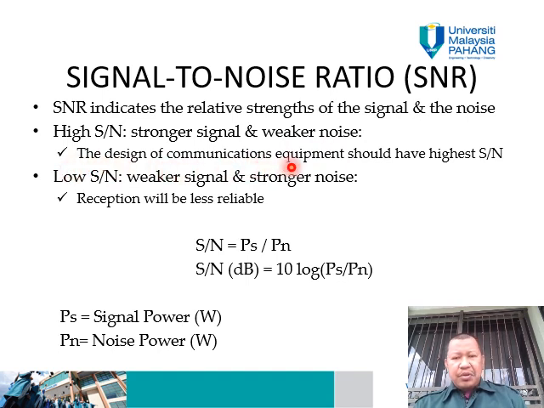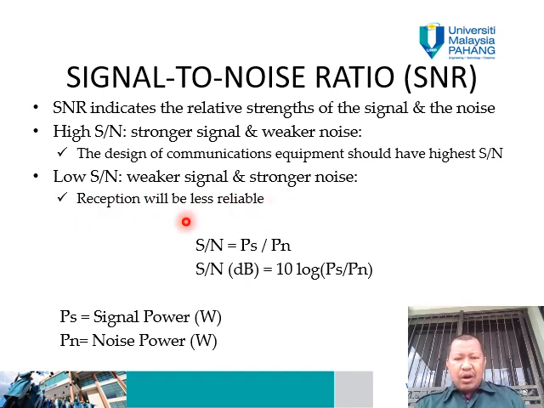The design of communication equipment should have a high or the highest signal to noise ratio. Low signal to noise means weaker signal and stronger noise. So when the noise is stronger than the signal, it means that the signal to noise ratio is low. So this is not good for the system. So the reception will not be very reliable.